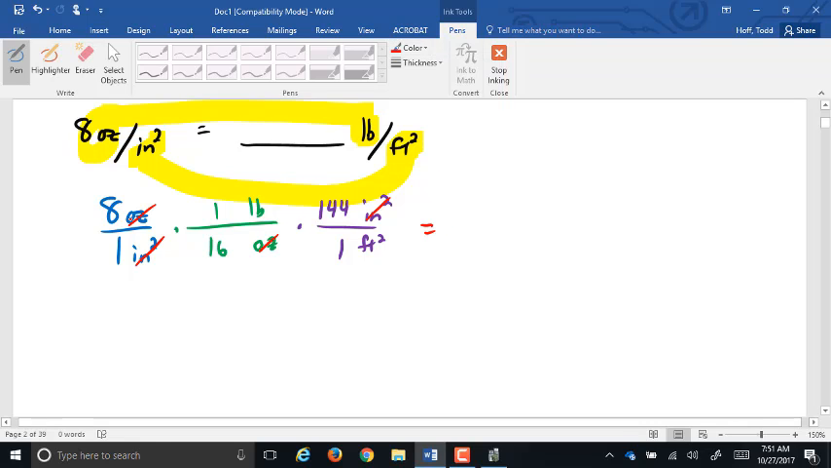So on top, we've got 8 times 1 pound times 144, which is 1,152 pounds. On bottom, 1 times 16 times 1 square foot is 16 square feet, which ends up being, is that 72 pounds per square foot?